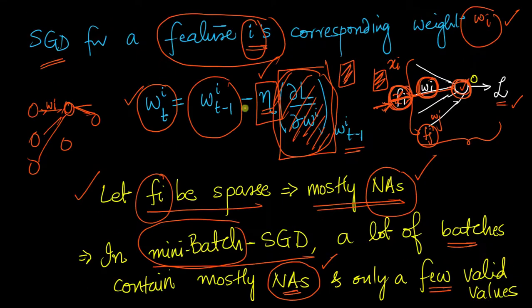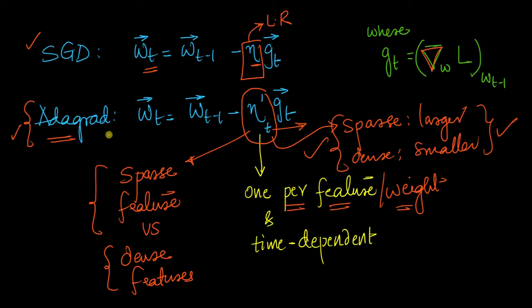So that's the whole idea of Adagrad, right? It makes sense to have different learning rates for different types of features. And it also makes sense to have different weights at different times. So this is the whole idea, and I hope you got a good sense of the justification for this.